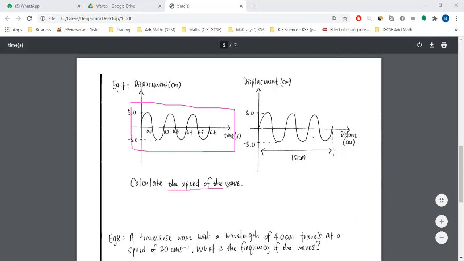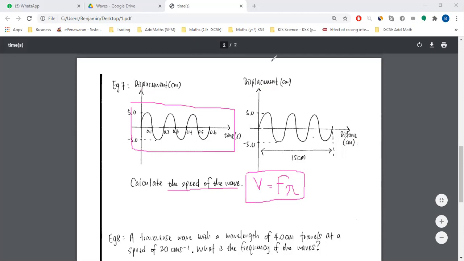Calculate the speed of the wave. We only have one formula here in waves that you learn about: V equals F lambda. This formula is used to calculate the speed of the wave. F is frequency, lambda is wavelength, and V is the speed of the wave. So whenever you have the frequency and the wavelength, then you can find the speed.